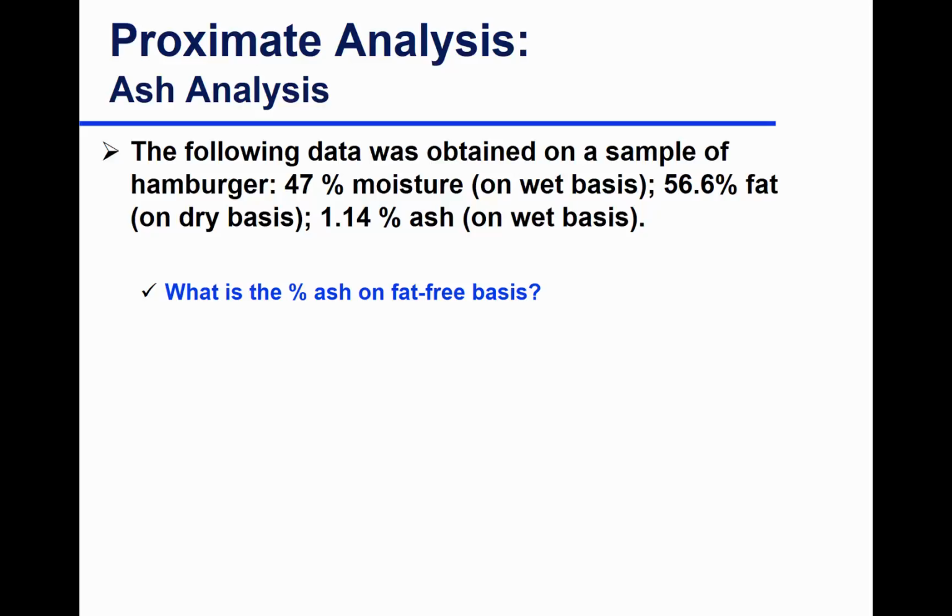So what is the wet basis of 56.6% fat? 30. Huh? 30? Okay. Now I have 30% fat. So now I have 30% fat plus everything else equal 100%. So everything else equal 100 minus 30% fat is everything else.